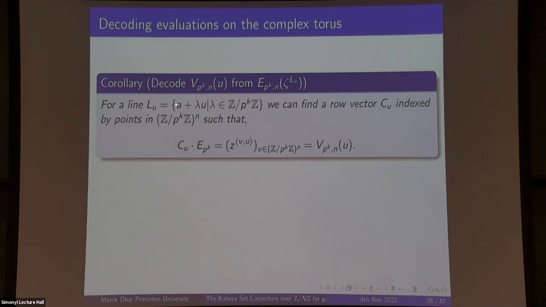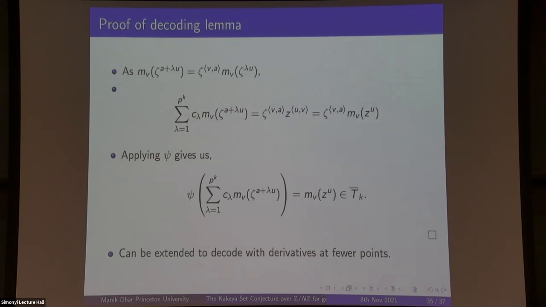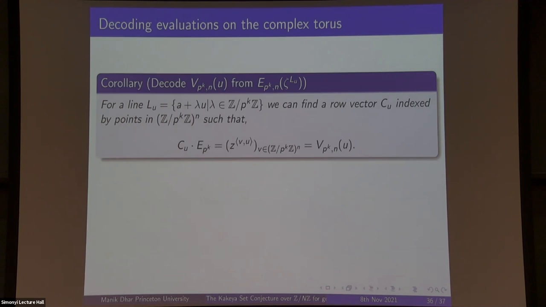So for a given line U, we can find a decoding row Cu such that Cu times ep to the k. There needs to be a psi here, which I forgot, sorry. So there's a mod p map here. So mod p times this matrix is going to be precisely z raised to vu, which is the uth row of our matrix V. So we have a decoding row Cu, which depends on the line, but spits out some value which only depends on the direction. And as you saw, Cu only looks at the evaluations on the line, so this has support LU.